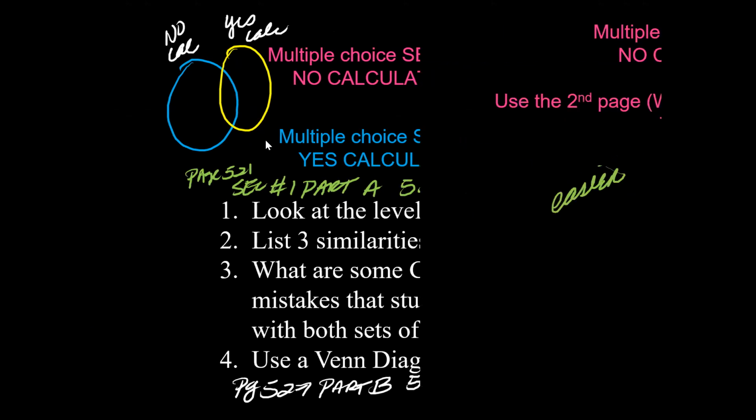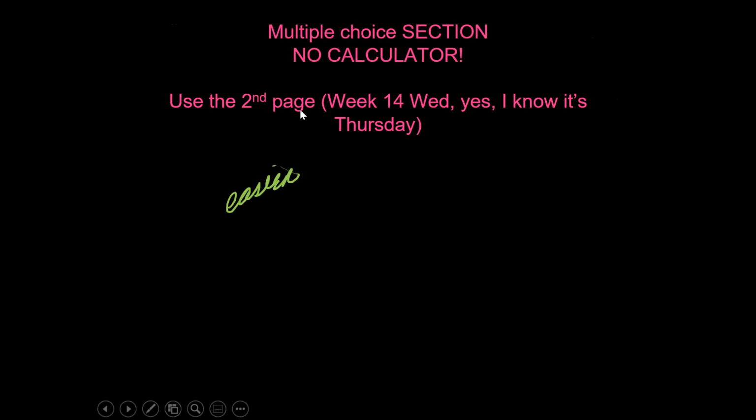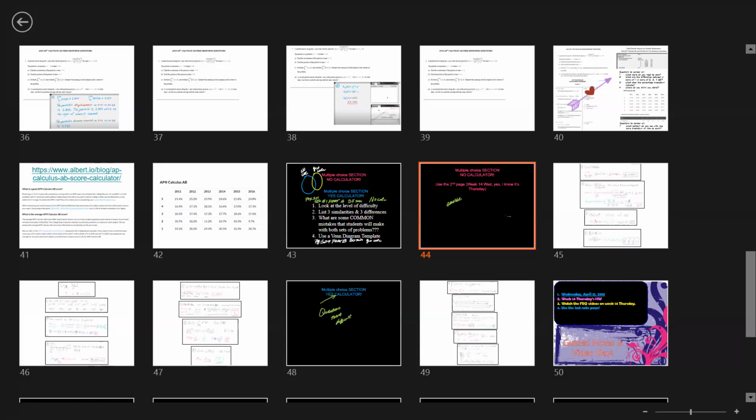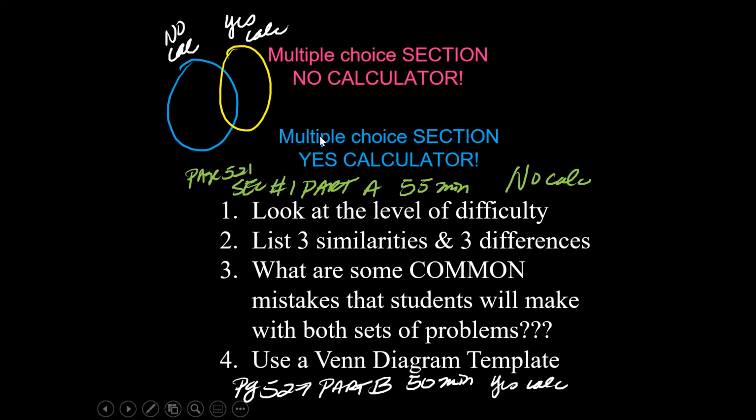Next, I want you to use the second page of week 14 Wednesday. And yes, I know that today it is not Wednesday, it's Thursday. But I want you to take a look at the multiple choice section with no calculator and the multiple choice section with the calculator. Look at the level of difficulty and then list 3 similarities and 3 differences on how they are different.